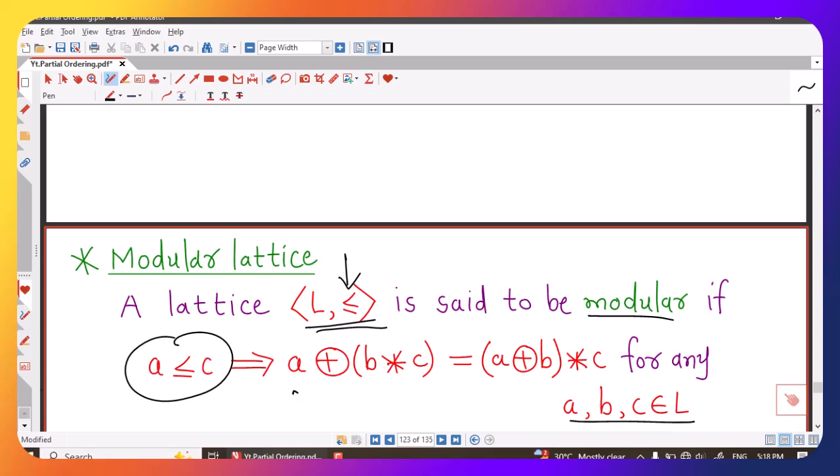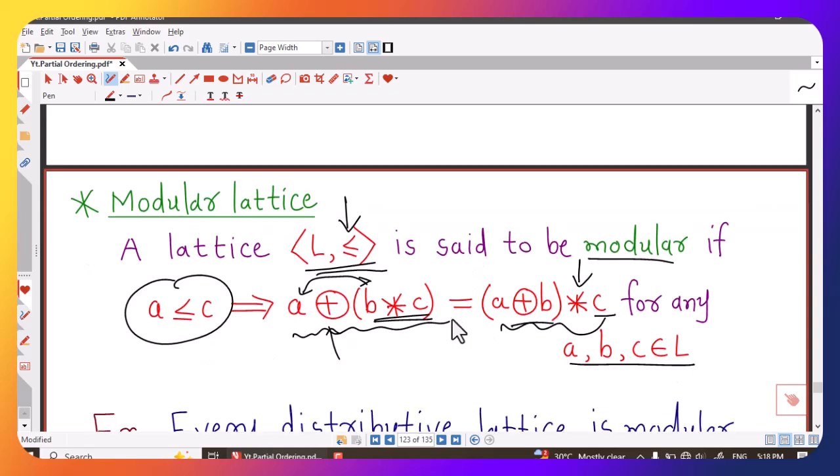So you can understand how to remember this. You can see I have written A, B, C here. Here I am considering the meet of B and C, and here I am considering the join of A and B, and then the meet of A plus B and C. Here, the join of A and B star C.